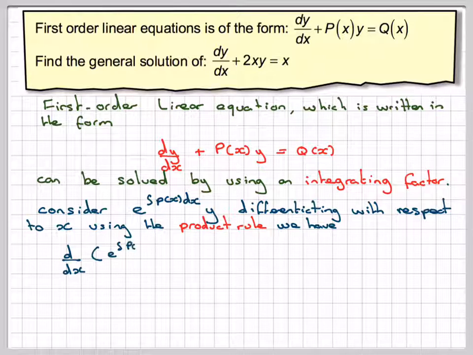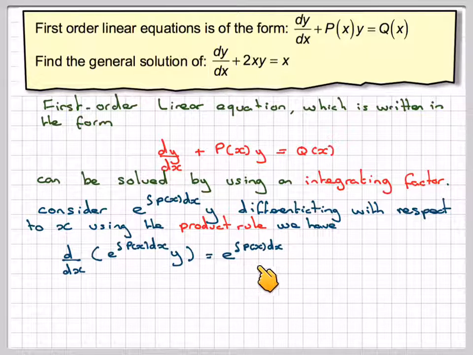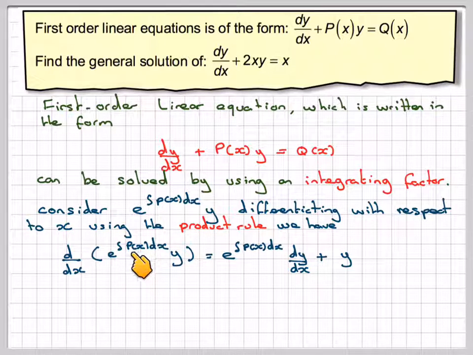We will have d/dx of e to the integral of P(x) dx times y, which, using the product rule, is e to the integral of P(x) dx times the derivative of y, which is dy/dx, plus y times the derivative of this. Now if you find the derivative of e to something, you differentiate the exponent and put it in front, so you're going to get P(x) times e to the integral of P(x) dx. Pause the video and have a think how you would actually integrate something like e to the 2x or e to the 3x or e to the x squared.